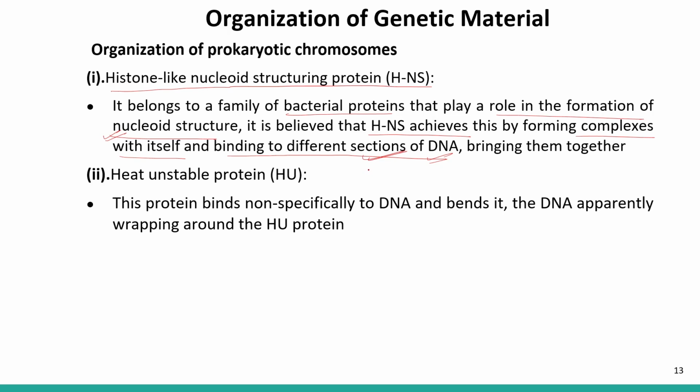Next family of protein is the heat unstable protein. This protein binds non-specifically to the DNA and bends it. The DNA is apparently wrapped around the heat unstable protein. So they are not specifically bound because they are not involved in any structural organization of the DNA. They are present at the bends, with the DNA apparently wrapping around the HU protein.